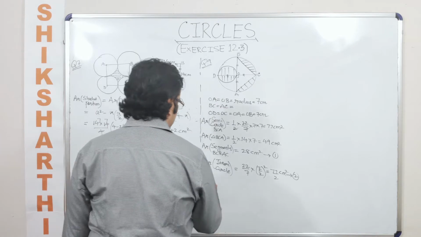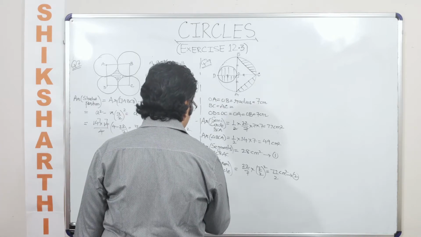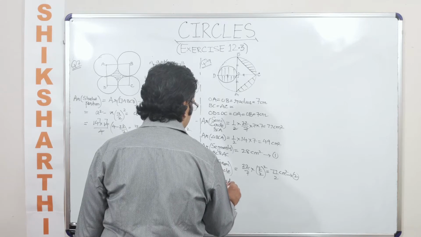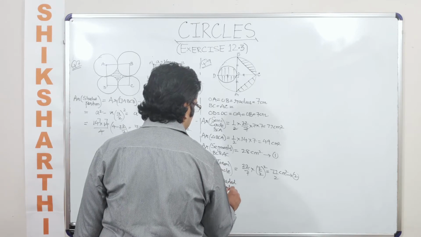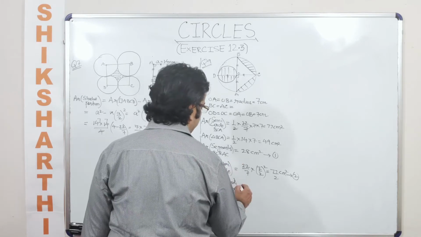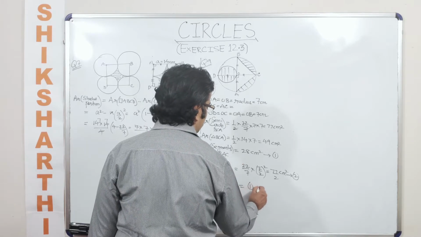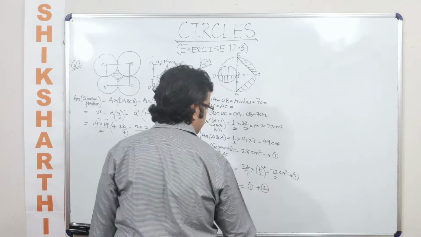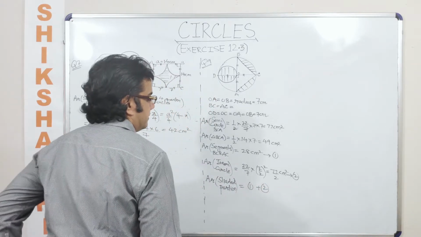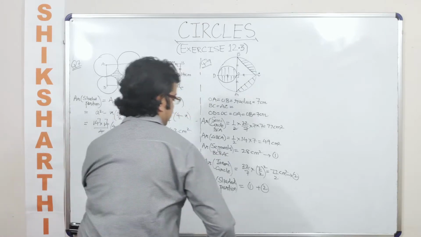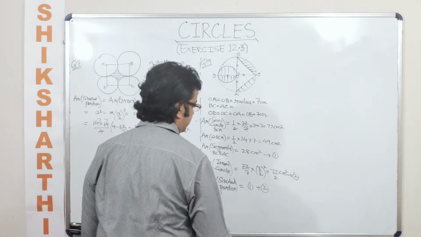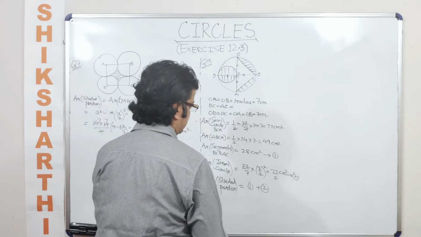And so what is the final area that we are supposed to calculate? Area of the shaded portion is what we are supposed to calculate. So when we calculate the area of the shaded portion, it is nothing but 1 plus 2. Right? So when we are saying this is 1 plus 2, this should come out to be how much?